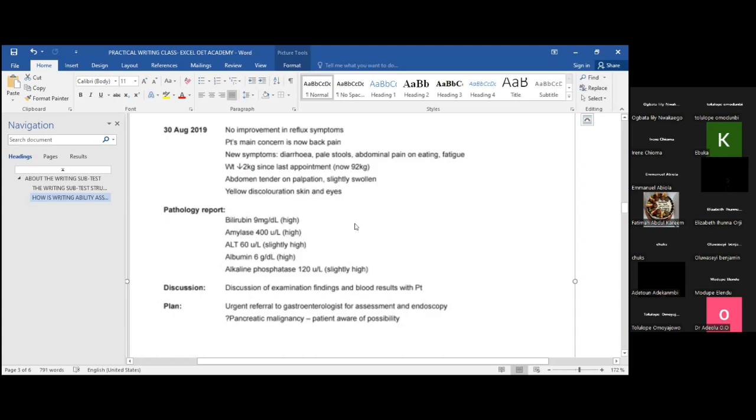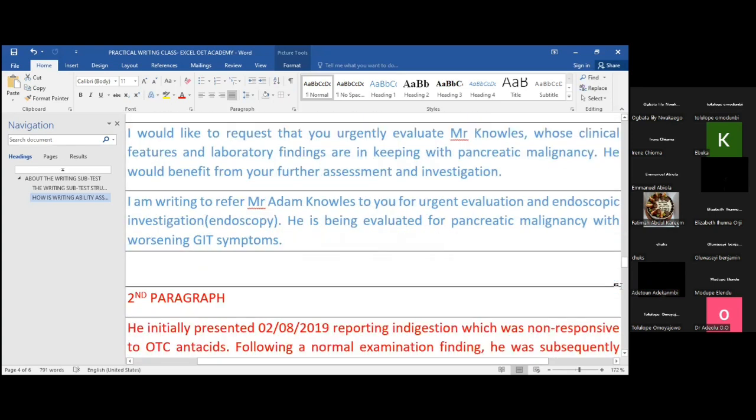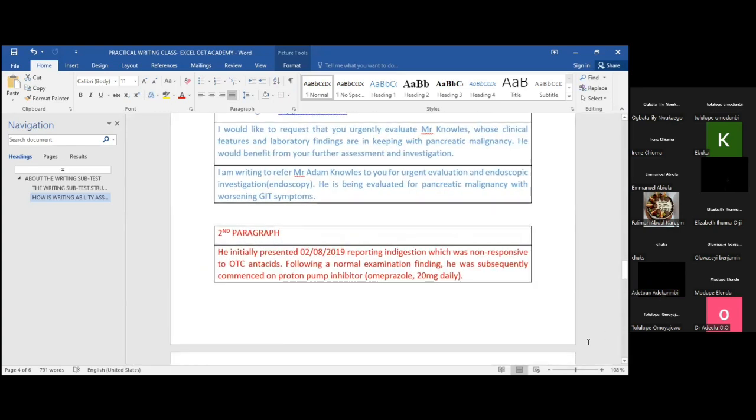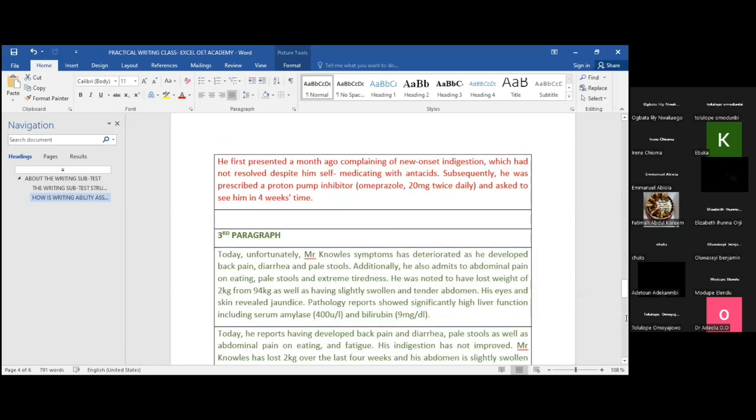Now, you look at this and ask, how can I arrange this? That's how to write. Please just have a photographic memory of this information. Now look at this: no improvement in symptoms, diarrhea, pale stool, abdominal pain on eating, fatigue. Now let me go to a sample of how this was written. I'll take you all to today's visit. Remember, I said today's visit comes immediately after the introductory paragraph. I'm just using this to teach us how to write a referral generally, but how to use urgent.